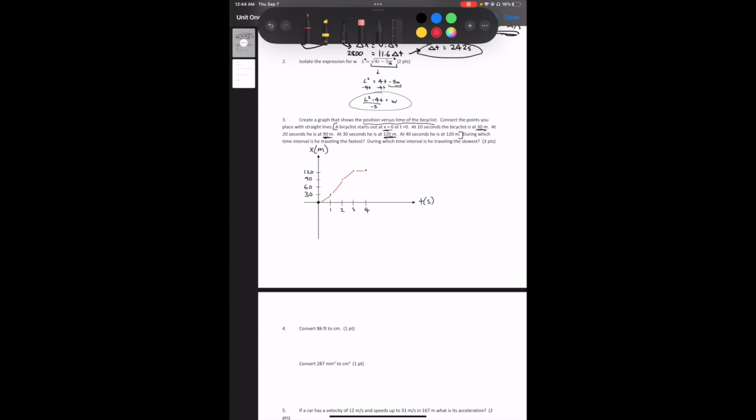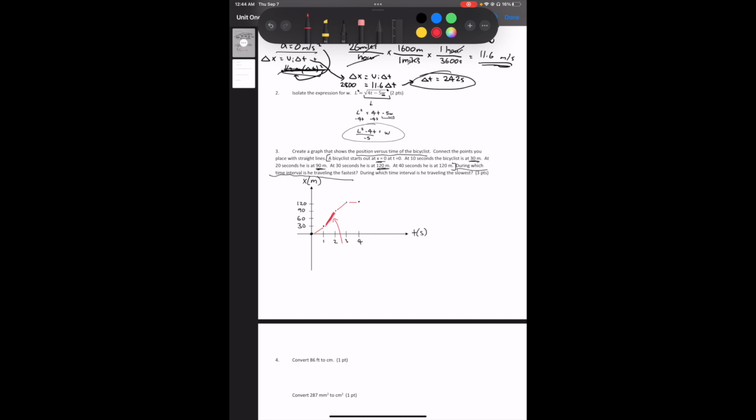And now what this question is asking us is, during which time interval is he traveling the fastest? So in order to answer that question, we can analyze the graph and see which segment of the graph, I plotted in red, has the largest slope increase. So which has the most position traveled in the shortest amount of time. Since this is the steepest segment of the graph here, it's going to have the highest slope, which means that he probably traveled the fastest during this segment here.